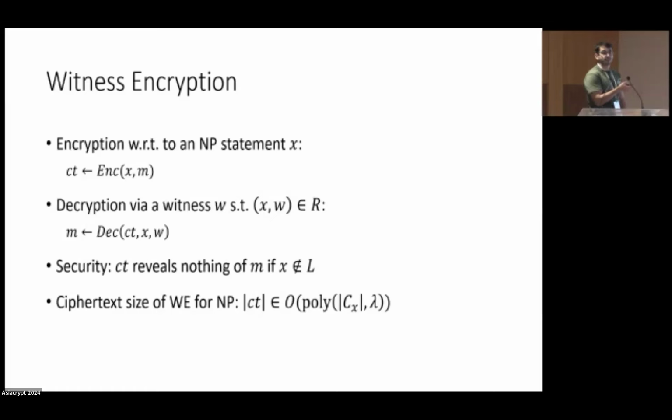So we have witness encryption for all NP. The security of witness encryption roughly says that the ciphertext reveals nothing about the message whenever x is not in the language. And the size of the ciphertext grows polynomially with the size of the circuit that verifies the NP relation. So people have been studying different notions of witness encryption for specific languages in order to get different security or better ciphertext size.